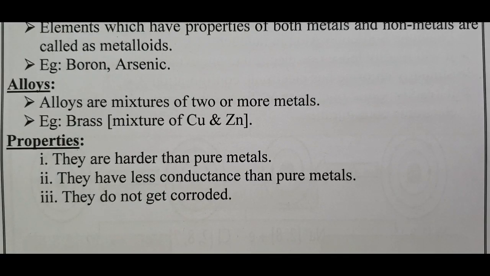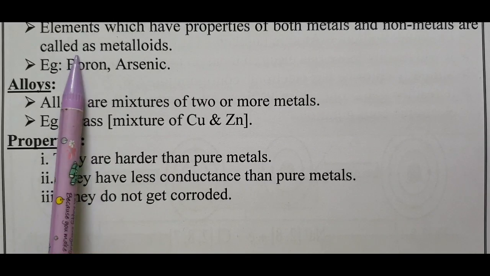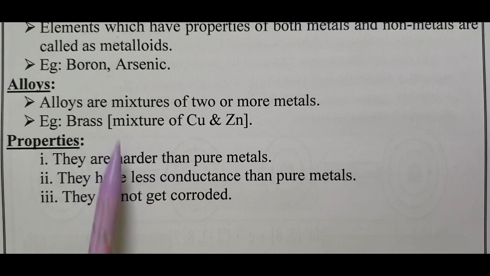In this lesson, we studied the periodic classification of elements: modern periodic law, features, classification of elements into S block, P block, D block and F block elements, the position of hydrogen and rare gases, what metals are and their properties, non-metals and their properties, metalloids and their properties, and alloys and their properties.